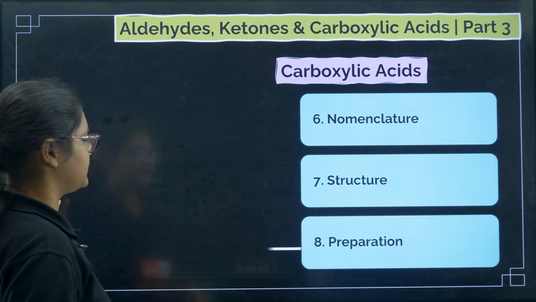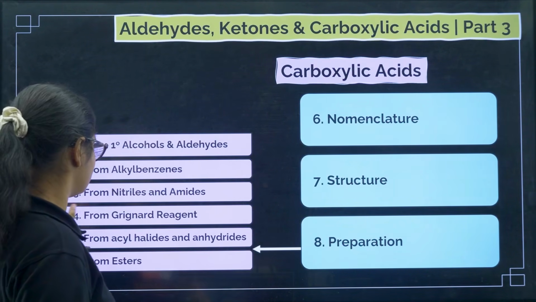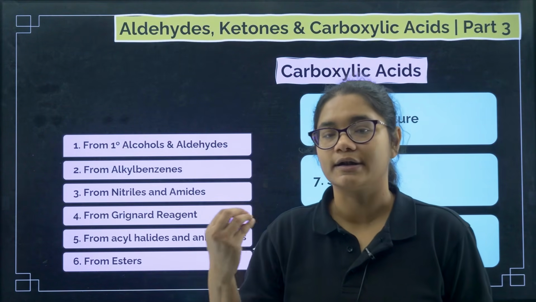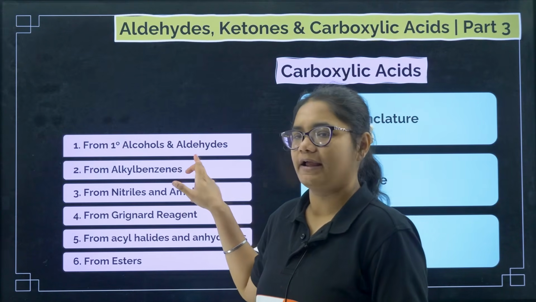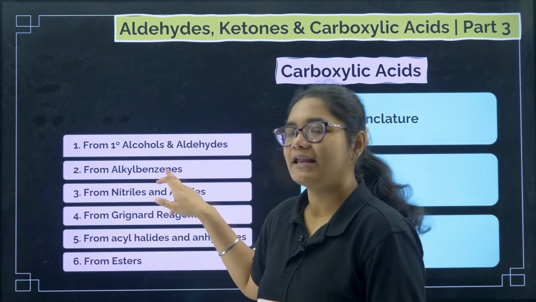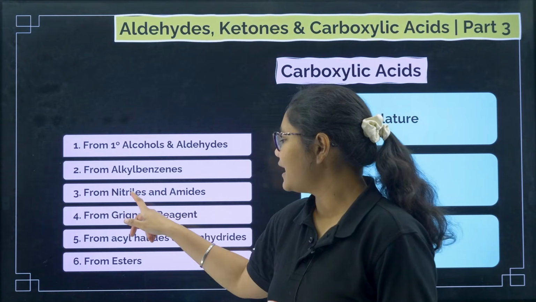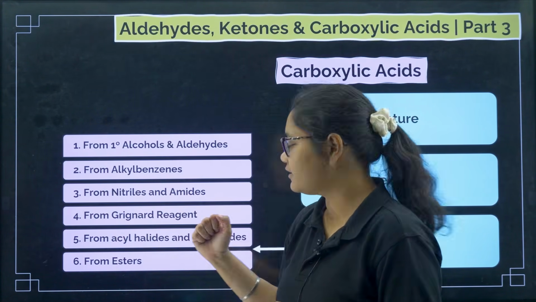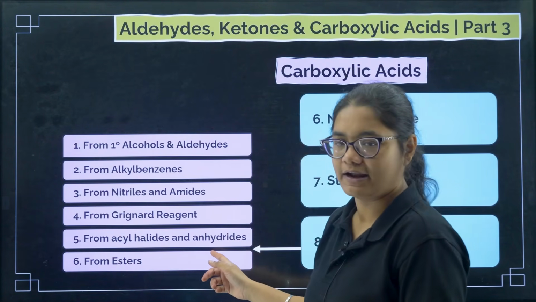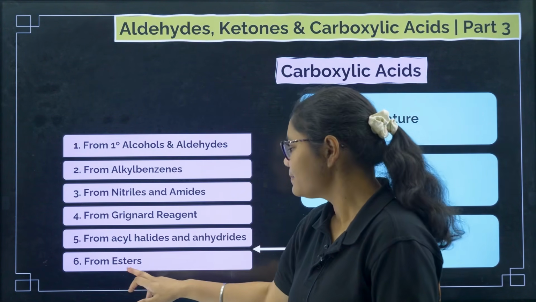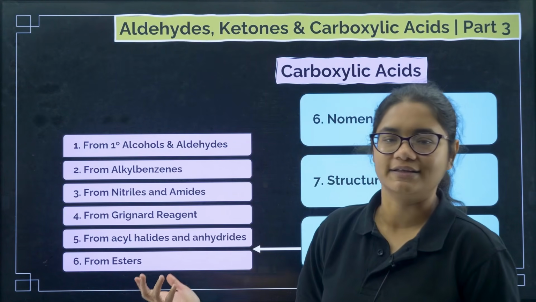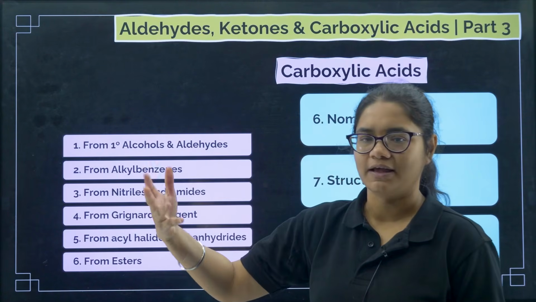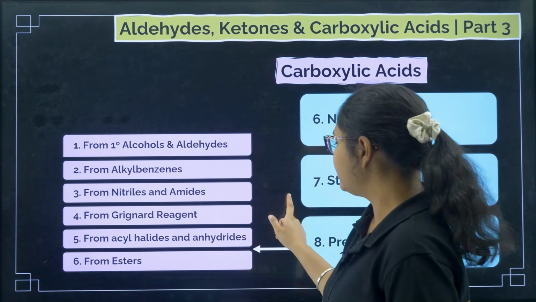So what all things are there in this? In preparation you can see that so many methods are there, but one very interesting thing is also here, that many of the methods you already know. From alcohols and aldehydes, oxidation we know. From alkyl benzenes, oxidation we know. From nitriles and amides, this is something new which we will see. From Grignard reagent, we know how this Grignard reagent works. From acyl halides and anhydrides, this is also, I think, something new we have to see. From esters, this is also we know, if you hydrolyze it, we will get it. So 1, 2, 3, 4. Out of 6 methods, 4 methods we have already studied in some way or other. So only 2 methods are new.